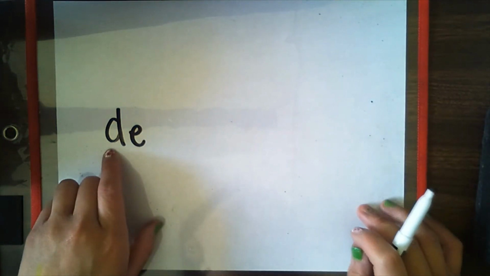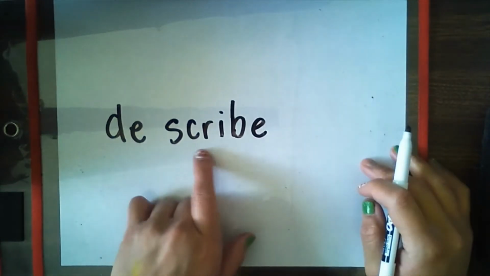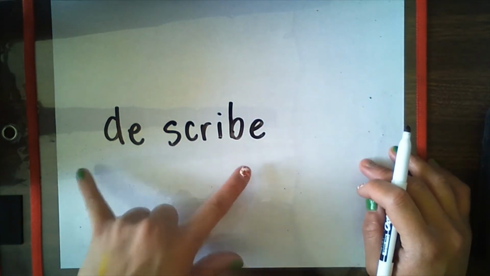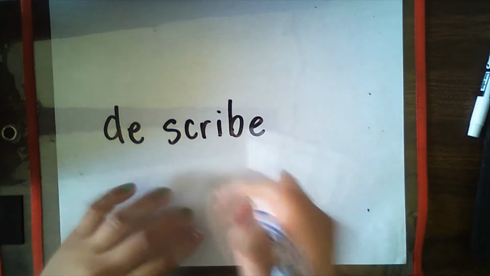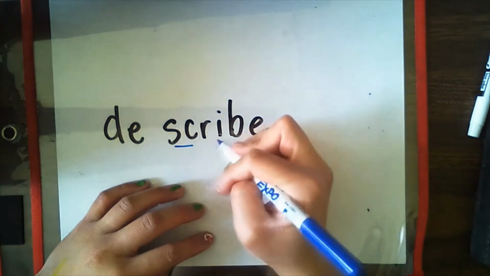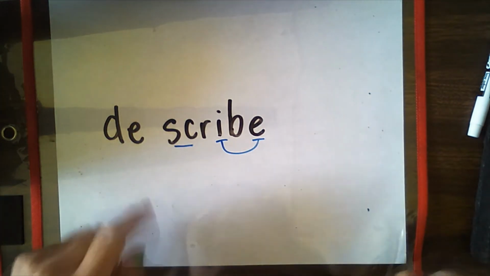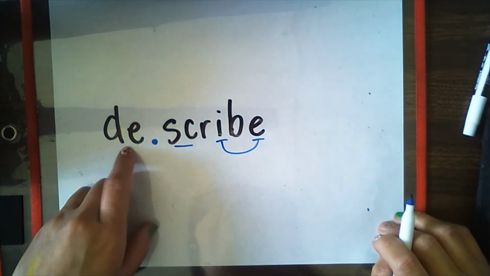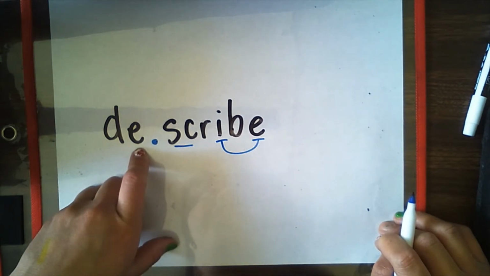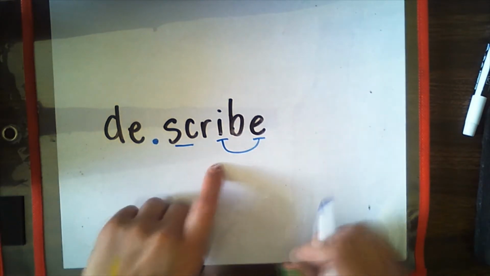Read, de. Read, scribe. Try for the real word. Describe. Great job, my friends. And if that was very scary for you, just remember we have the sk sound here, and we also have our long I sound there, okay? And we know also that usually if we have our syllable break right here, usually when we have a syllable ending with a vowel, it's typically a long vowel sound. So that's why it's describe.